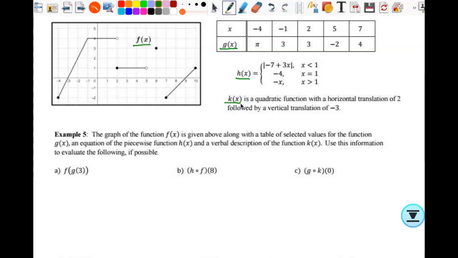K of x, though, it's in words, and it would be better if it was at least an equation or something. So it's a quadratic function with a horizontal translation of 2, followed by a vertical translation of -3. So that means that k of x is equal to something squared, and then things go around that, right? Because it is a quadratic. So I have a horizontal translation of 2 that goes inside my parentheses, right? So this would be x what?